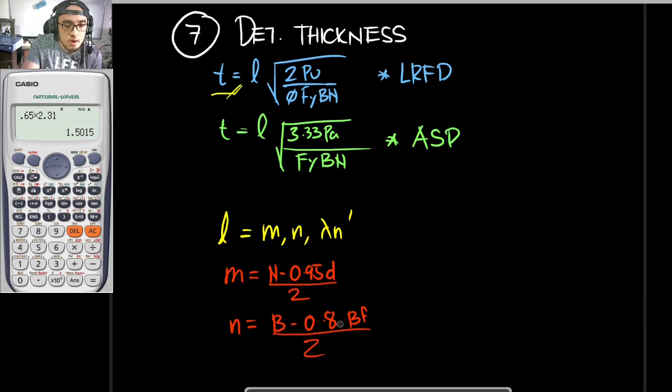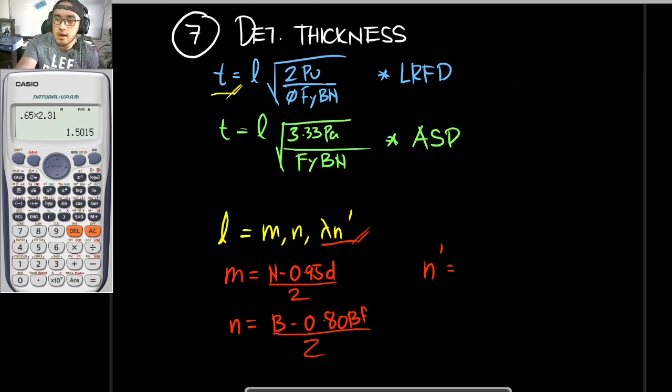So, 0.80 BF divided by 2. So, ito namang isa, lambda n prime. So, sa classroom discussion natin, we would be assuming that lambda is equal to 1, kasi puro ganun muna yung cases na gagawin natin para di kayo malito agad. So, our n prime would be the value of n prime according to NSCP.